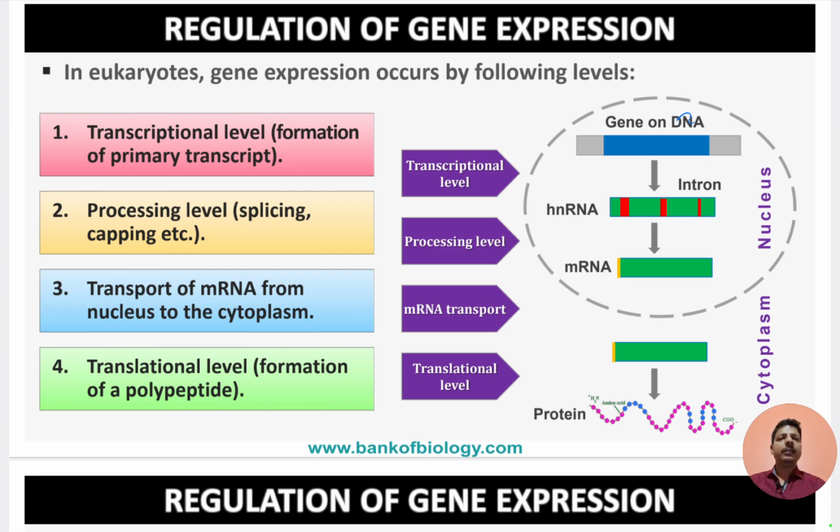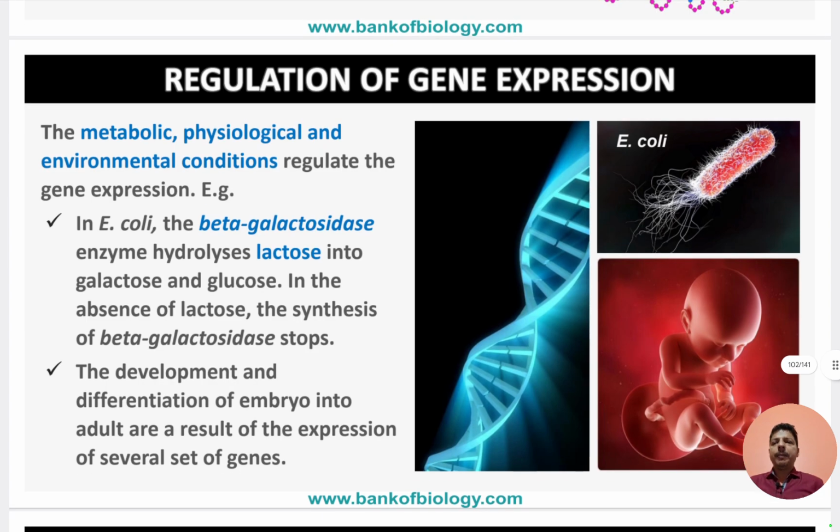Here you can see genes on DNA, snRNA, introns, exons are there, in mRNA only exons are there, and then proteins are formed. And these are the steps you can see. Then the metabolic, physiological and environmental conditions regulate the gene expression. Example: in E. coli, the beta-galactosidase enzyme hydrolyzes lactose into galactose and glucose. In the absence of lactose, the synthesis of beta-galactosidase stops.